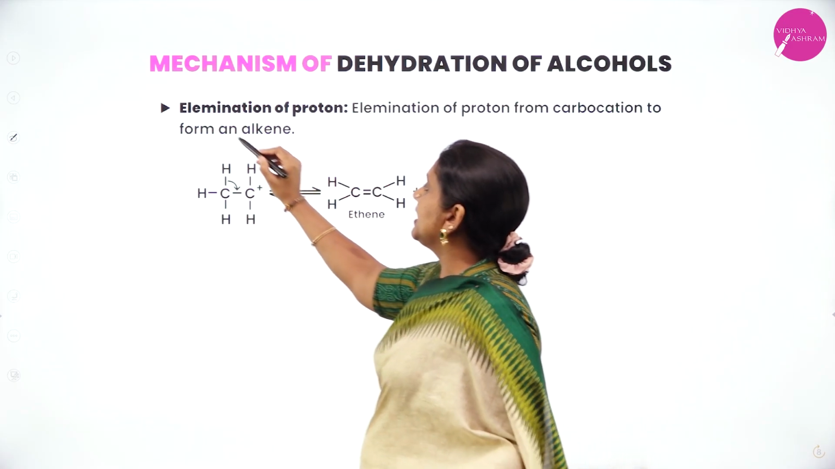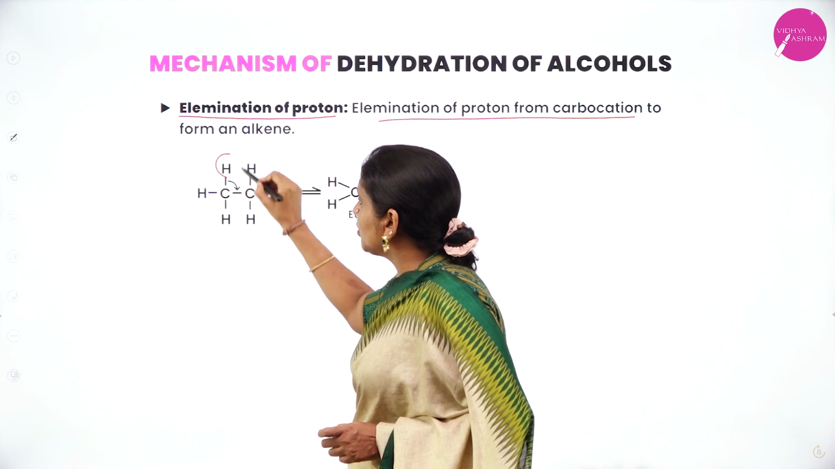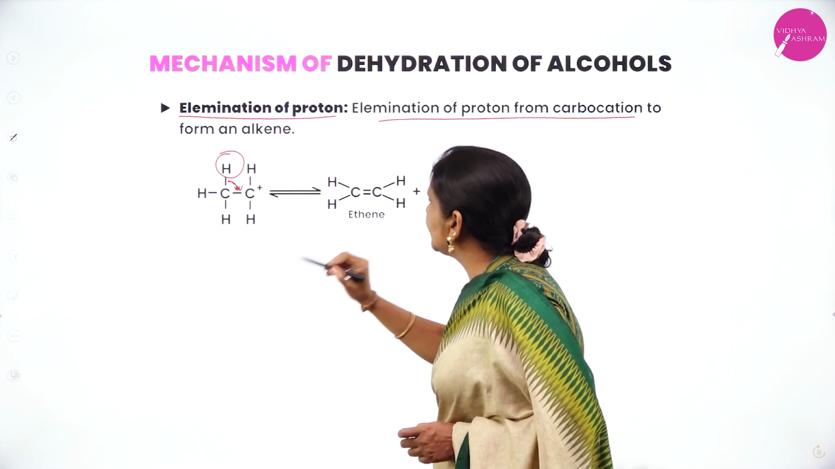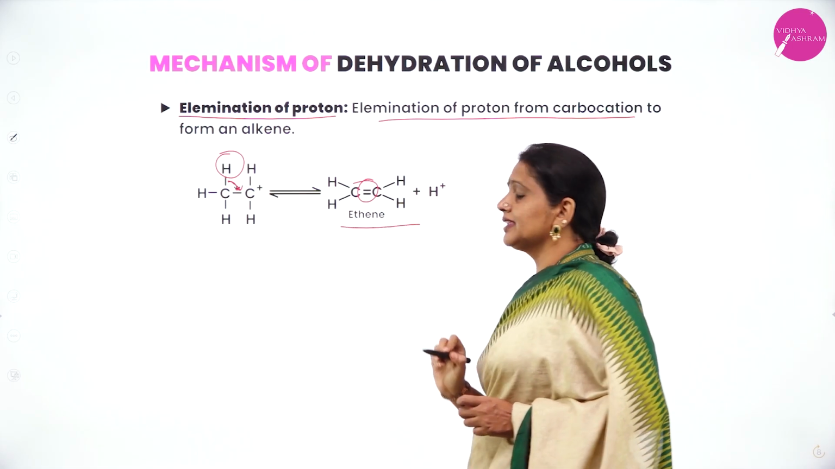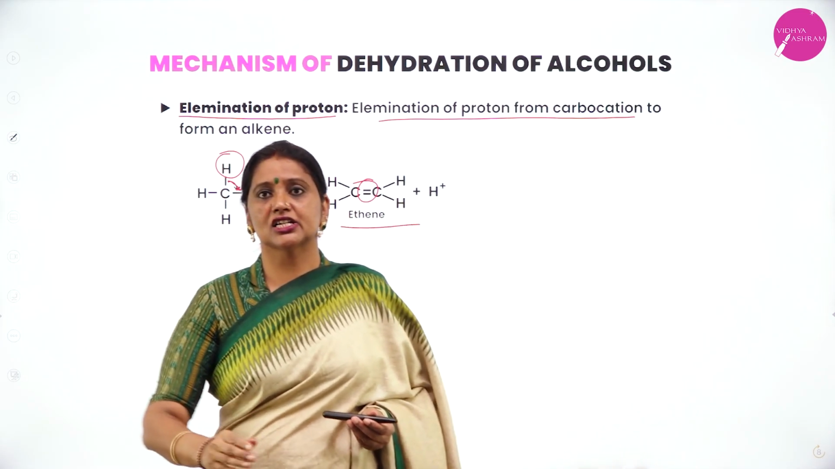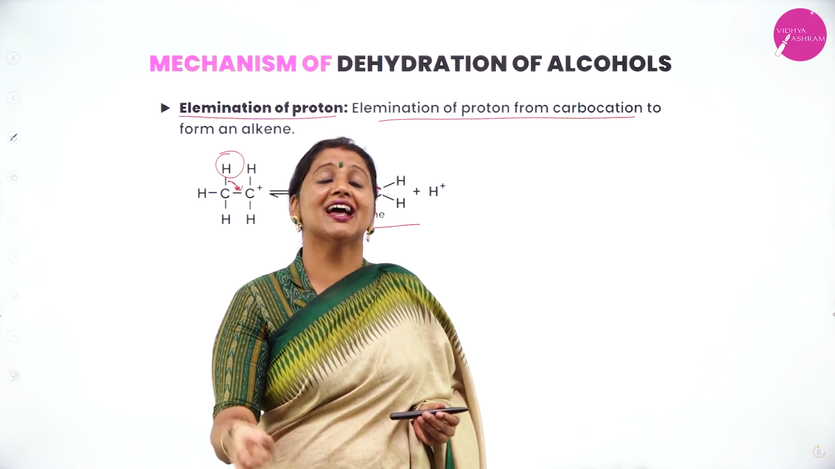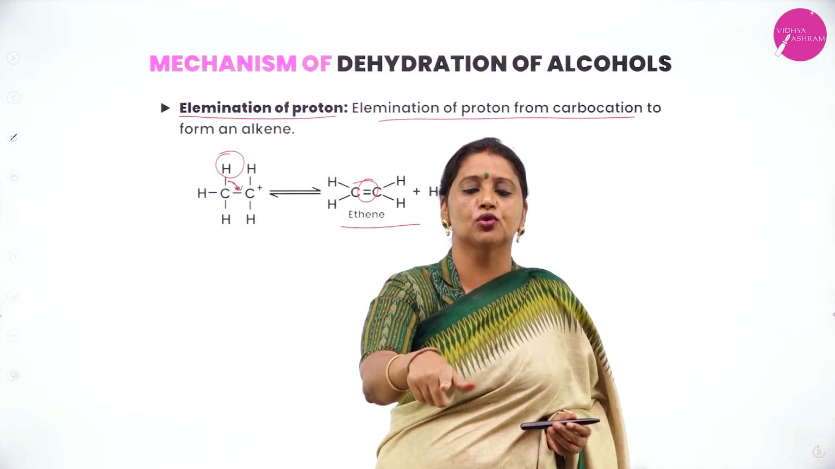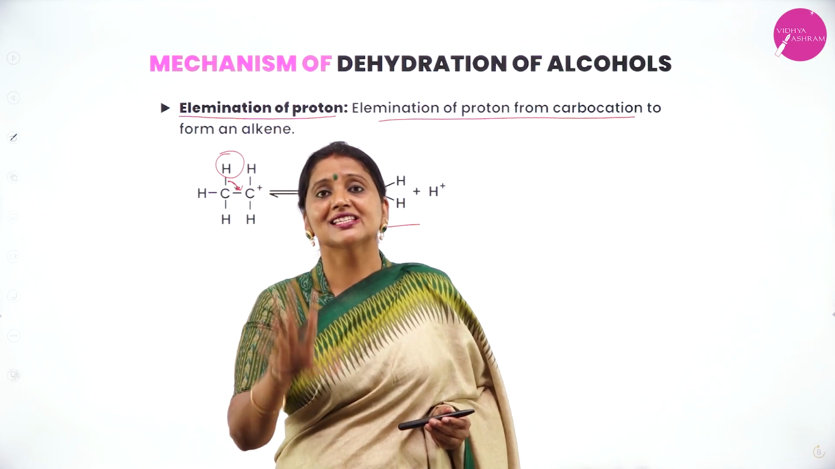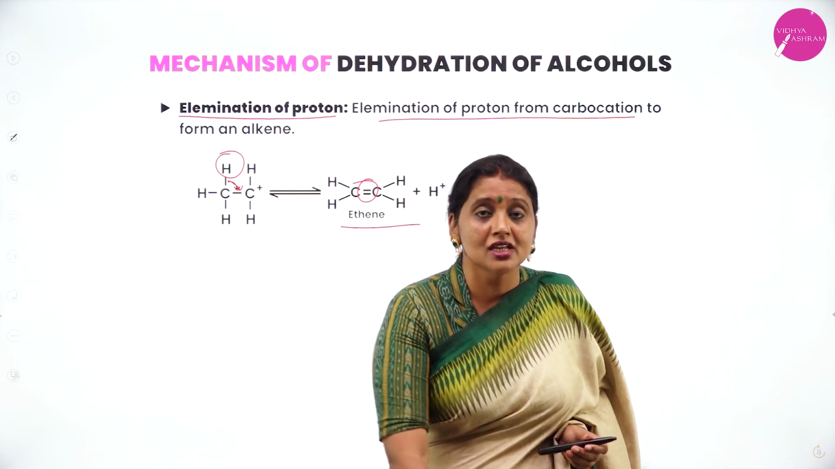Next, step 3, elimination of proton from the carbocation. Here the sigma bond is shifted and there is a formation of a pi bond, forming ethene. Therefore, the mechanism of dehydration of ethanol to ethene consists of 3 steps: protonation, formation of carbocation, deprotonation. The first step is addition of proton, the last step is elimination of proton, and the second step is formation of carbocation. This step is the rate determining step because out of 3 steps, it is the slowest step of the chemical reaction.